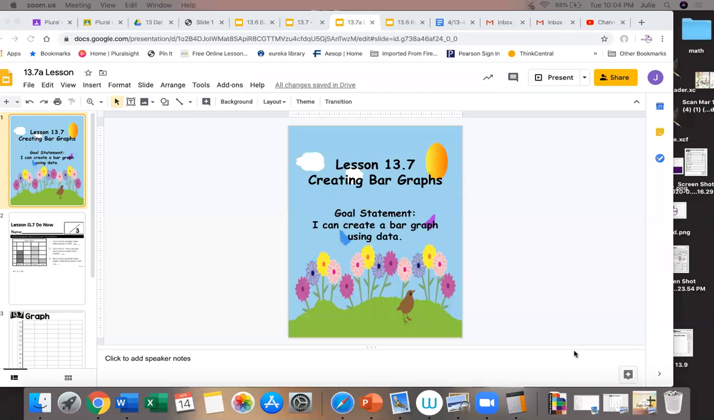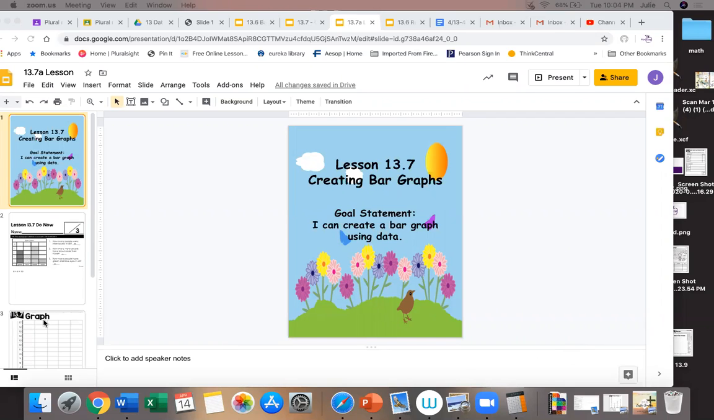Hi guys, today we're going to start our next lesson of math. It's 13.7, and that is creating bar graphs. And our goal today by the end of the lesson is to be able to create a bar graph using data.